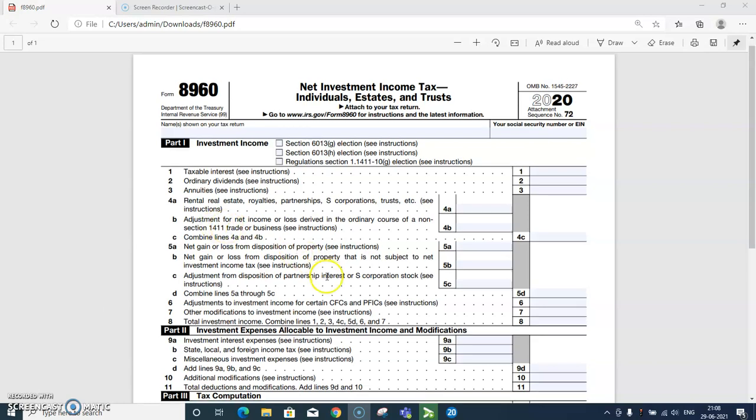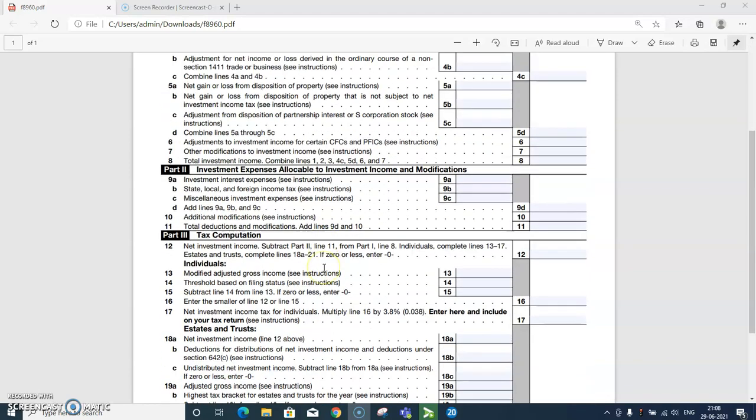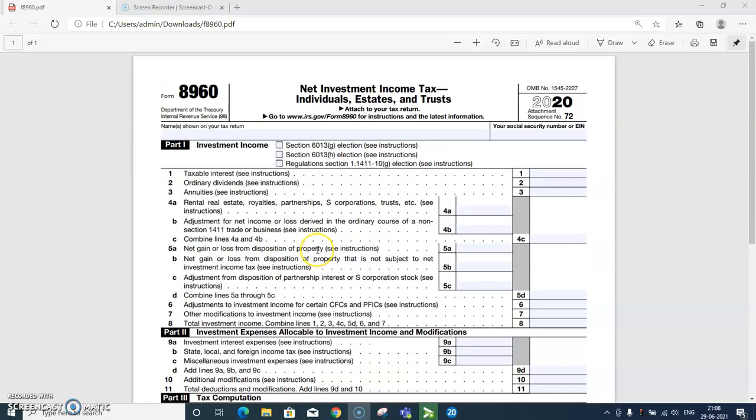So guys, you can see this is a single page form and it has three parts, and we are going to discuss the filing status for tax year 2020. If you file a joint return or use the qualifying widow or widower status, your MAGI, as of publication date, has to be more than $250,000.